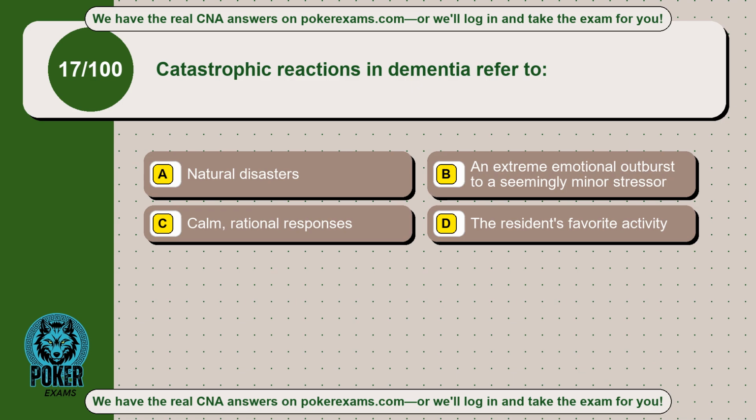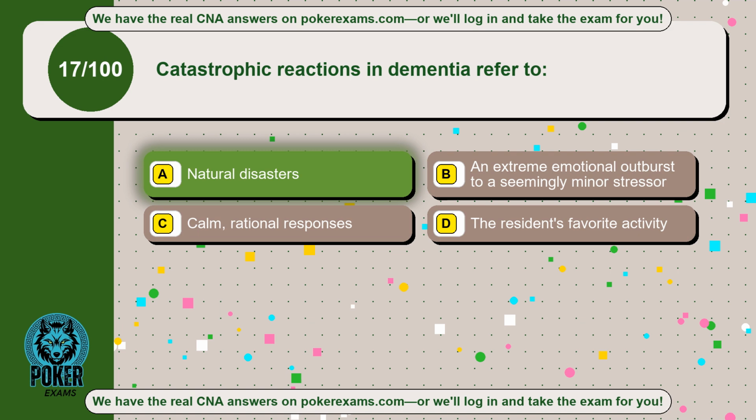Question 17. Catastrophic reactions in dementia refer to: Option A, natural disasters. Option B, an extreme emotional outburst to a seemingly minor stressor. Option C, calm, rational responses. Option D, the resident's favorite activity.